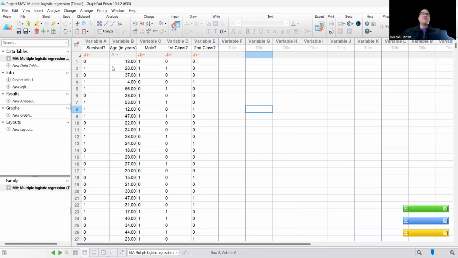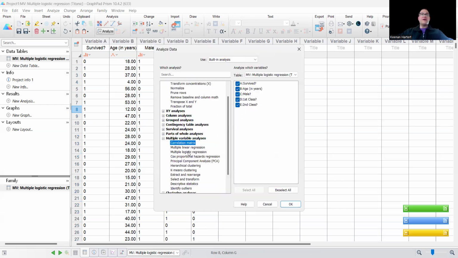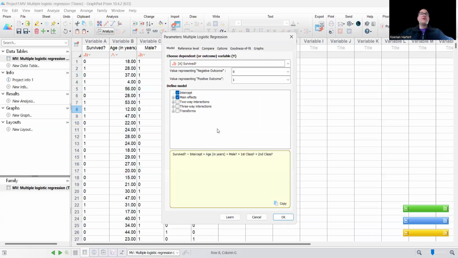All right, so let's go here. We are in multiple variable right now. This is what's going to be able to handle it the best. You would go down to multiple logistic regression. We can have everybody signed up. Let's hit OK. In this case, we want survived. And again, our positive outcome is yes, that we did survive in this case.